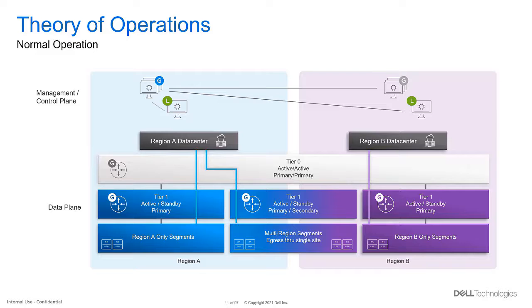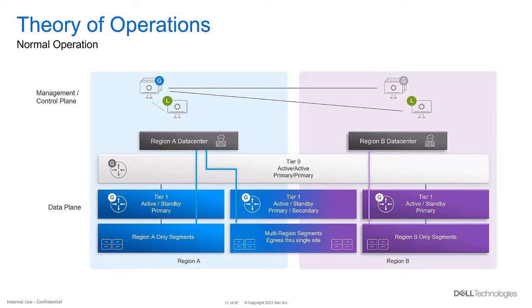So here in our example, we have Region A only segments attached to our tier 1 in our Region A. Those are egressing into the Region A data center. The same for Region B. We have our Region B segments that are egressing through our Region B data center.